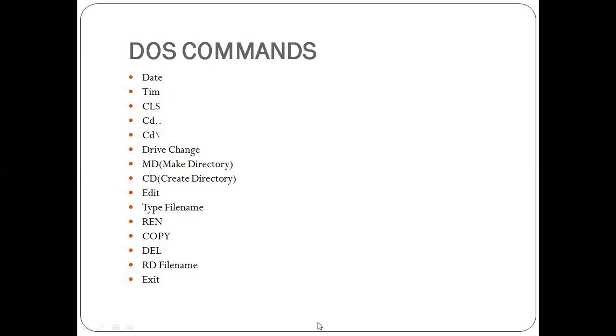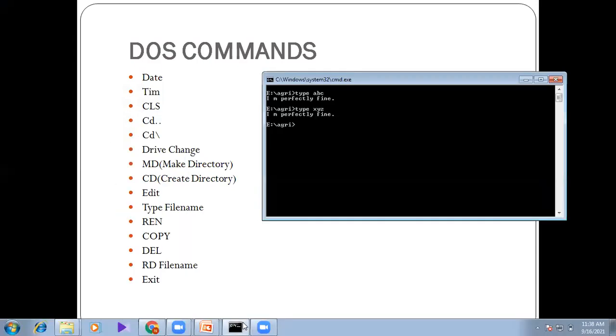Okay. Now the next command is delete. Del is a command which is used to delete your files. Before moving to del, let's move to RD. RD stands for remove directory. If I say RD AGRI, I want to delete the folder.